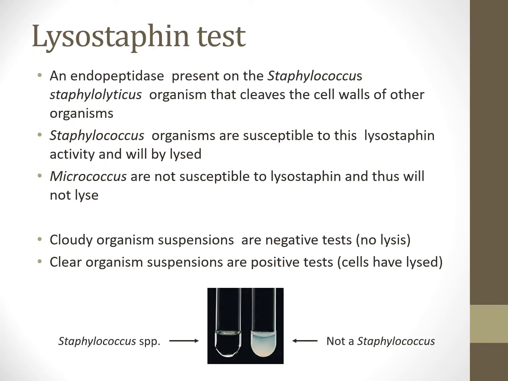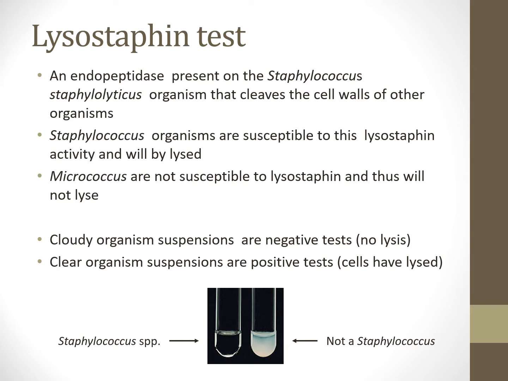The lysostaphin test is not one commonly done anymore, but I do want to talk about it, although we won't be doing this test in lab. Okay? The lysostaphin test is made from toxins extracted from Staphylococcus staphylolyticus. And basically what it does is it differentiates between Staphylococcus and Micrococcus. So what we do is we make a heavy, turbid suspension of our organism in the lysostaphin reagent. We incubate for several hours.